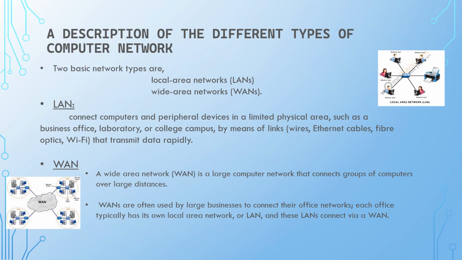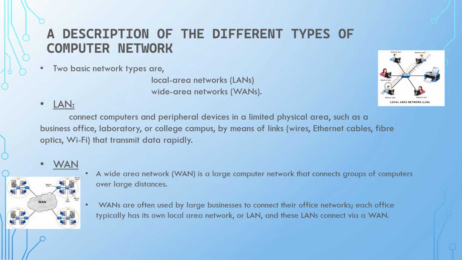A description of the different types of computer network. There are two main network types: local area networks and wide area networks. First, local area network. It networks computers and peripheral devices in limited physical areas such as a business, laboratory, or campus by means of links that transmit data rapidly. Next, wide area network. A wide area network is a large computer network that connects groups of computers over large distances.